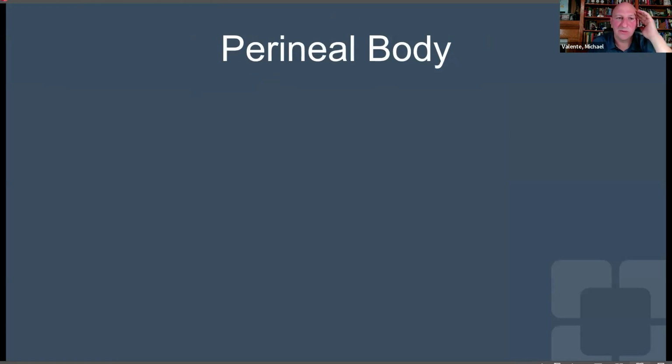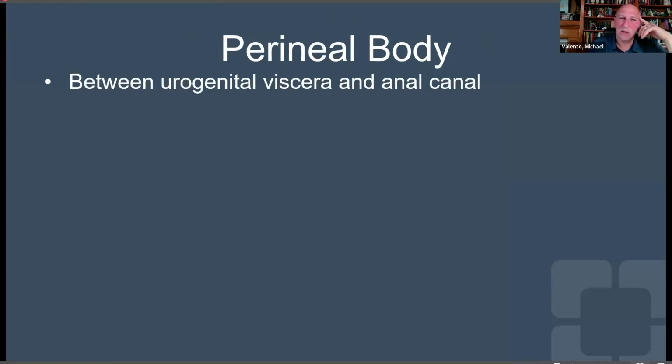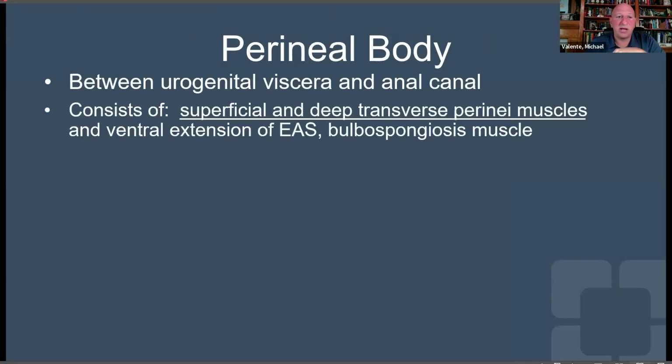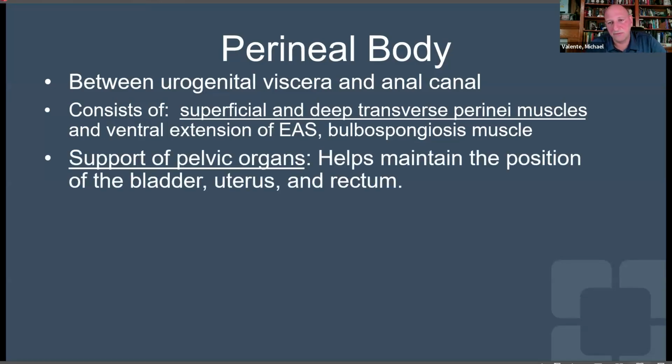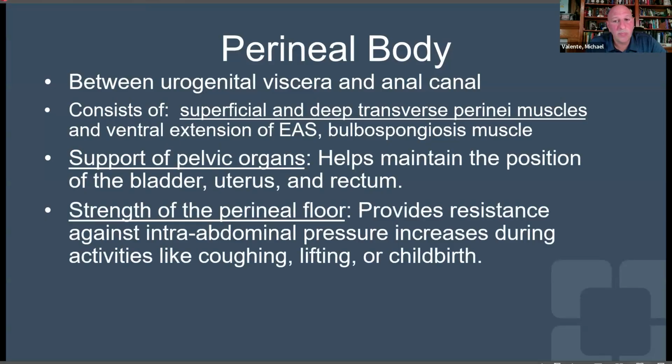We'll talk about some of the muscles, the perineal body, as we talked about. It's between the urogenital and the anal canal, the urogenital and the gastrointestinal. Superficial and deep transverse perineal muscles, as we talked about, is an extension of the external sphincter and also the bulbospongiosus in the male and female. Supports the pelvic organs, so it helps maintain the pelvic floor, the bladder, uterus, and the rectum. It's a great surgical landmark as well.